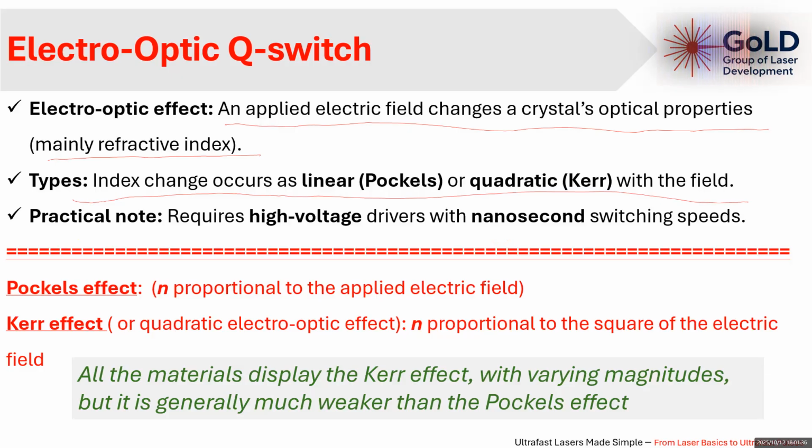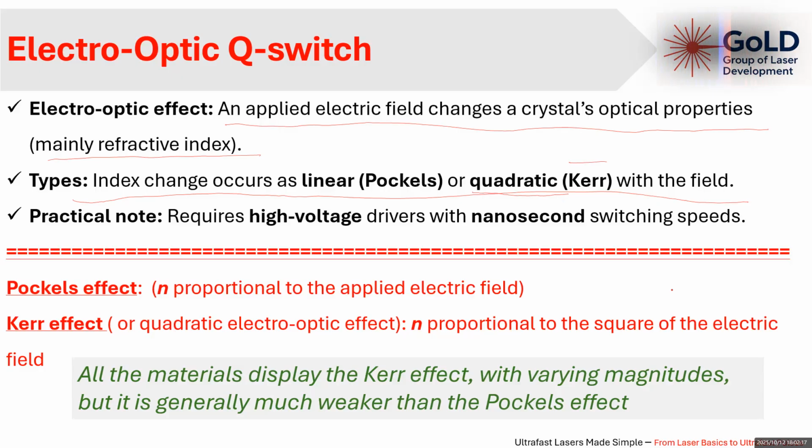Another possibility is that when the electric field is applied, the refractive index does not change linearly, but quadratically. It means you need to apply a very high electric field. This was introduced by Kerr, the scientist. So this is called the Kerr effect. Okay, linear change and quadratic change. So the quadratic change is very minor.